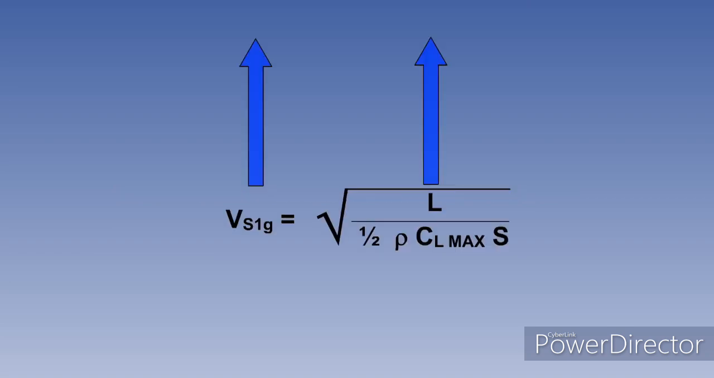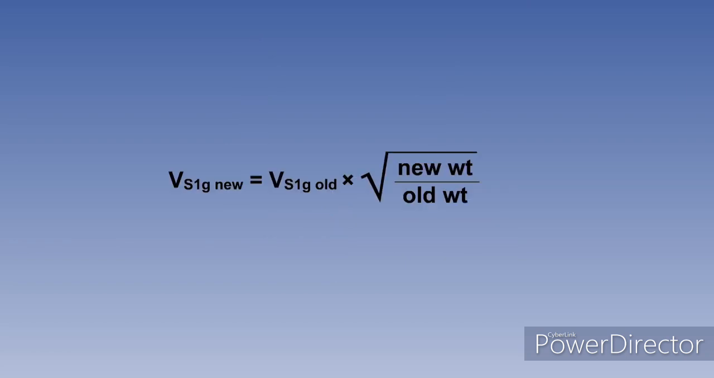At CL max for 1G flight, a change in weight requires a change in lift, and it can be seen from the 1G stall speed formula that, for instance, an increase in weight, and therefore lift, will increase Vs 1G. The relationship between basic stalling speeds at two different weights can be obtained from the following formula. The new speed equals the old speed multiplied by the square root of the new weight as a proportion of the old weight, or the square root of new over old.